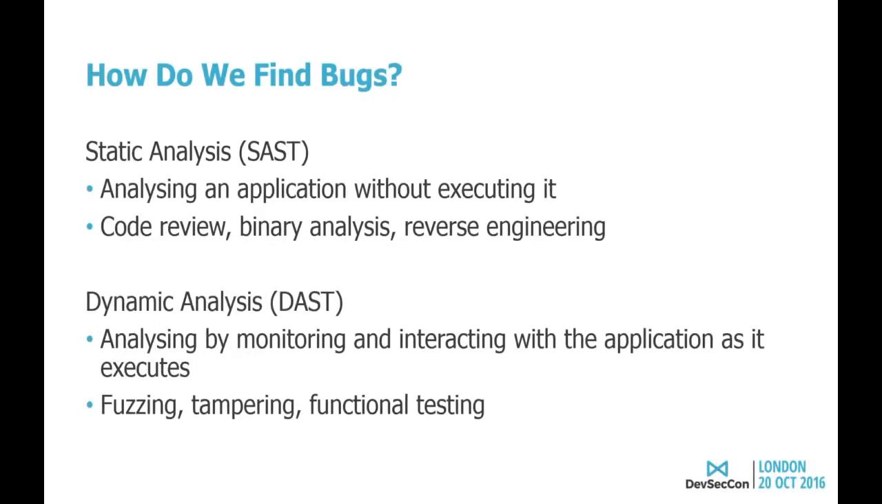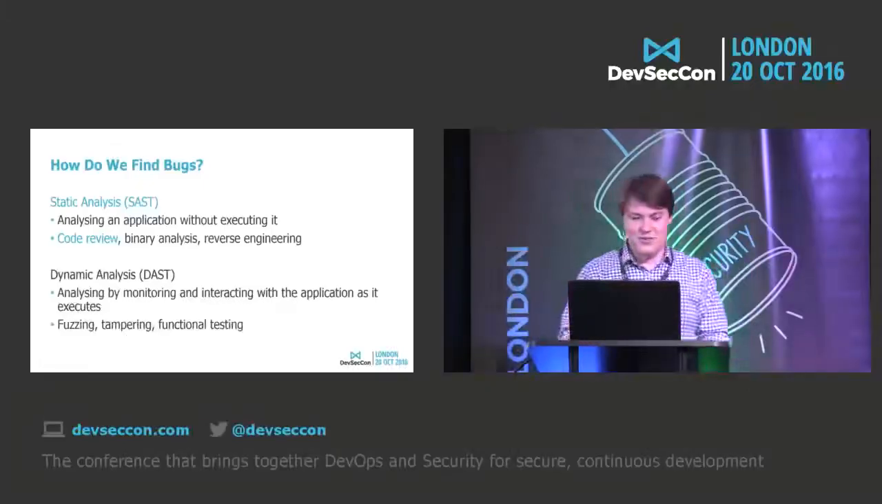The other approach is dynamic analysis, so you run the application, you monitor it as it's running, you interact with it in some fashion or another with the aim of finding bugs. So fuzzing, tampering, functional testing, the traditional penetration tests and so on, that all falls under dynamic analysis. Funnily enough, given the talk title, we're going to be focusing on static analysis. Here, we're looking mainly at code review. I understand there's quite a few vendors that do various binary static analysis tools. I don't know a huge amount about those. Please don't ask me questions on them later.